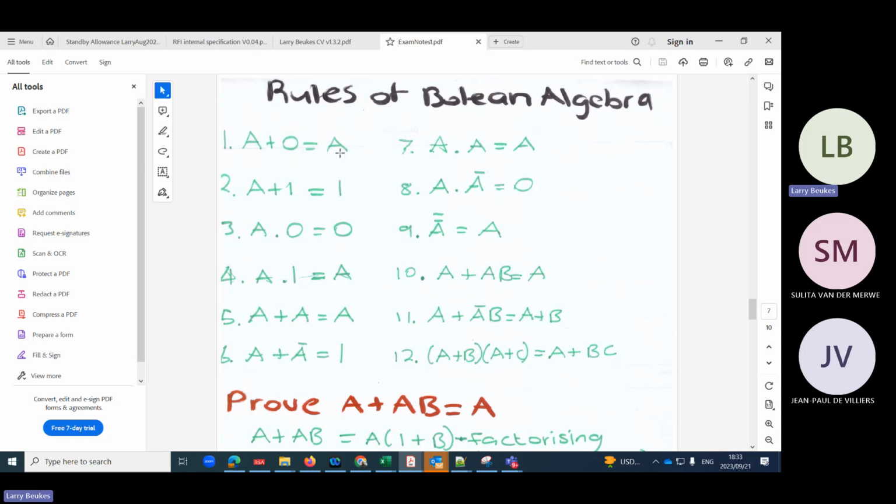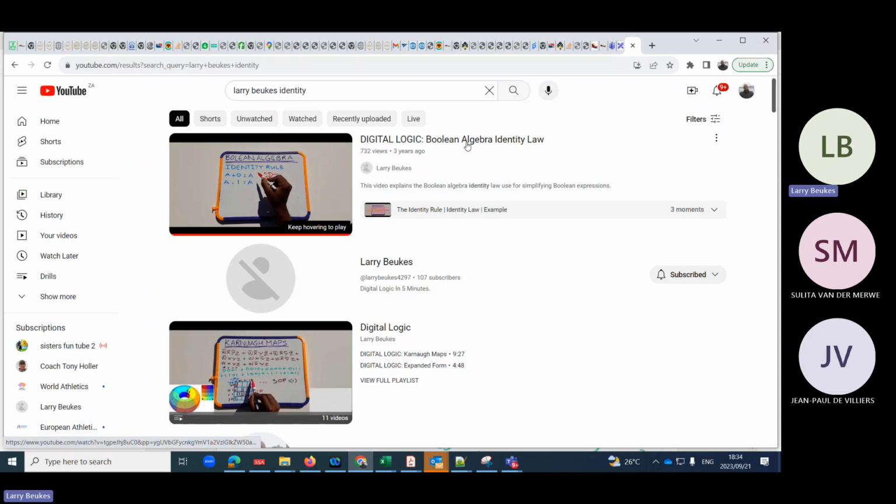We're going to work through those examples. Sometimes it will be A plus 1, then you need to know it's 1. A and 0, you need to know. Sometimes they will ask you, name this law, right? So that's what I'm going to show you. Those videos are already on YouTube. So we're going to look at these laws, then I'm going to just play them. They're 2 minute videos. Don't stress about it.